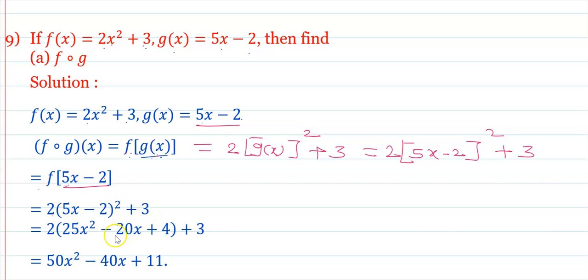And next simplification. (5x minus 2) bracket square. That is 2 into 25x square minus 2 into 5x into 2, means what? 20x. Next is 2 square, means what? 4, plus 3. Next simplification. 2 into 25x square means what? 50x square. 2 into 20x means what? 40x. 2 into 4 means what? 8. 8 plus 3 that is 11. And hence this is the FOG of x.